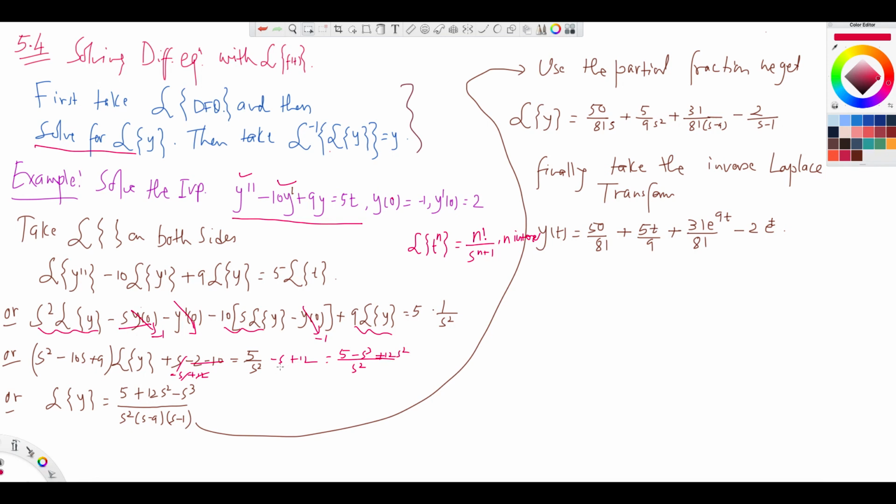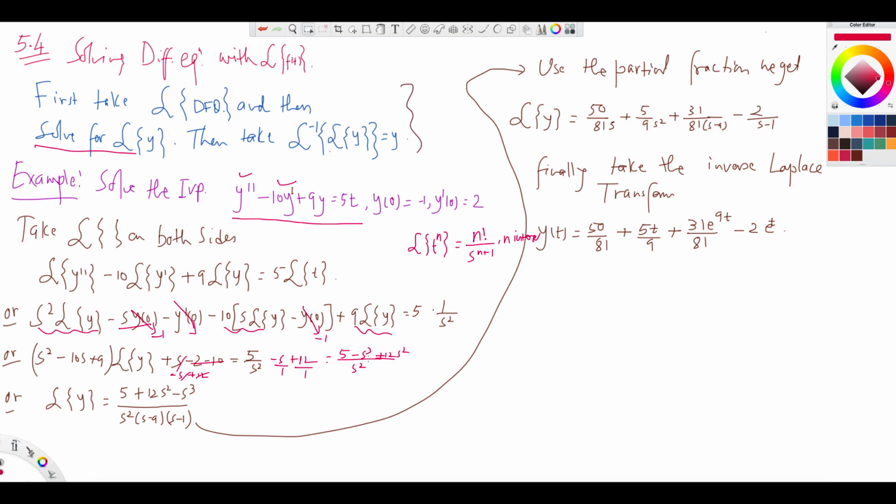This is what you get because there is 1 in the numerator, so you just write the same denominator. The least common multiple of these three things is just s squared, and then dividing by s squared gives 5 times 1 minus s times s squared, and then plus 12 times s squared. That's what you get.